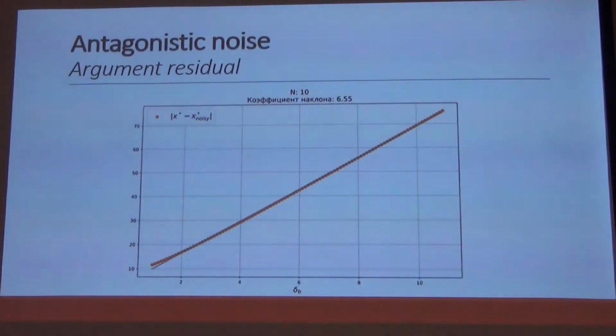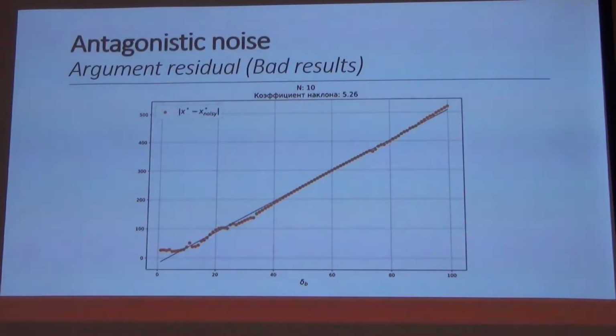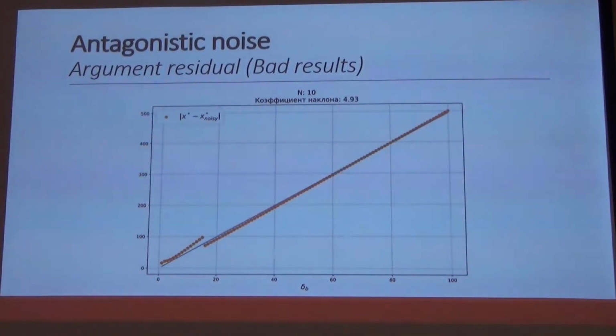The most strange thing is what we can get solving the antagonistic noise task. As you can see, this could be quite good, also linear. And on the bigger noise, this could also be linear, and this is really good. But sometimes this could be strange. Something like this, or even like this.